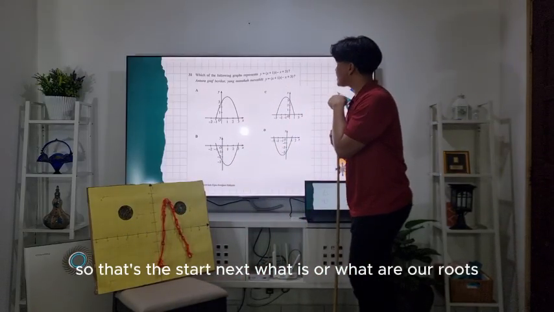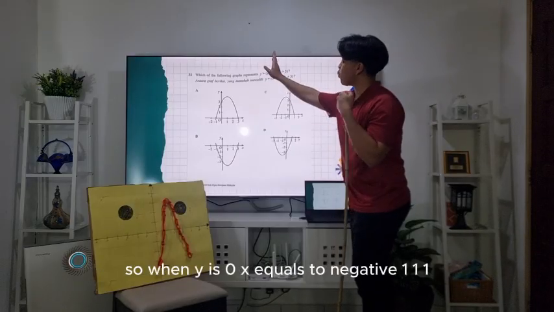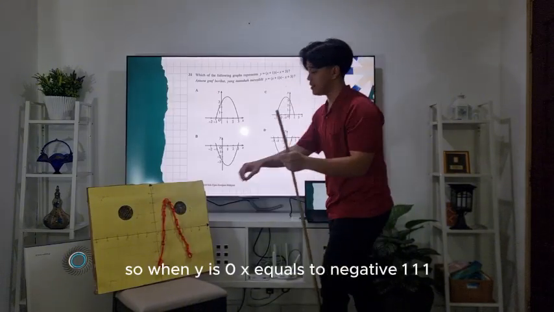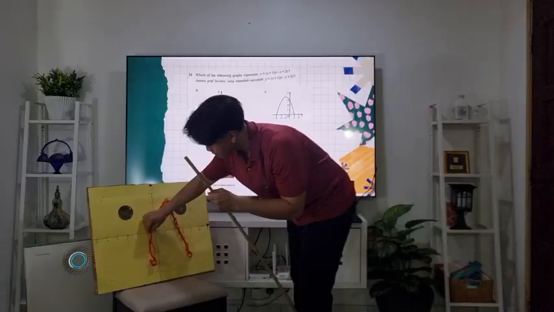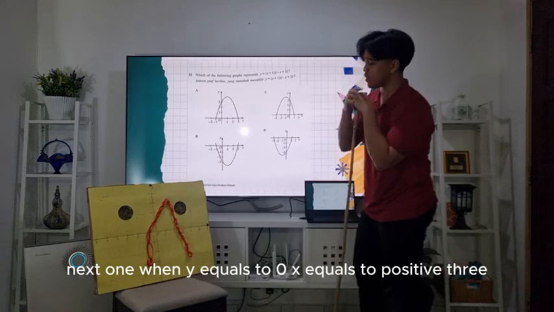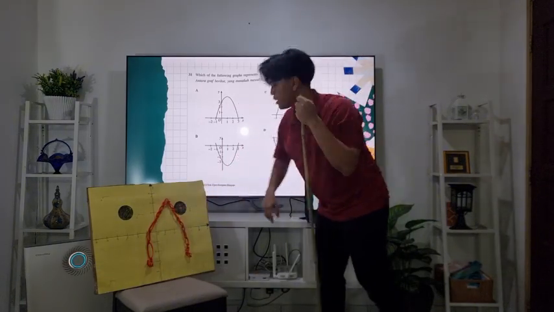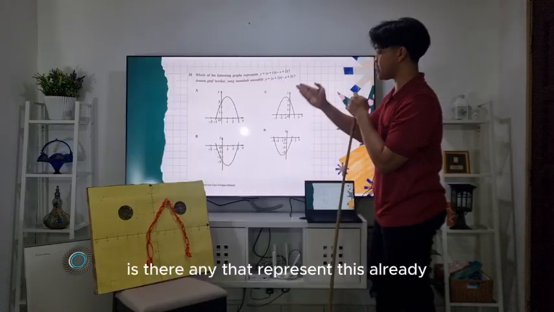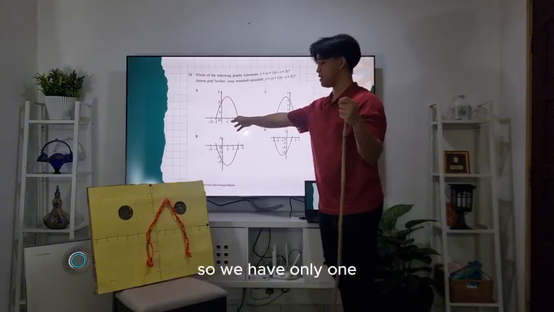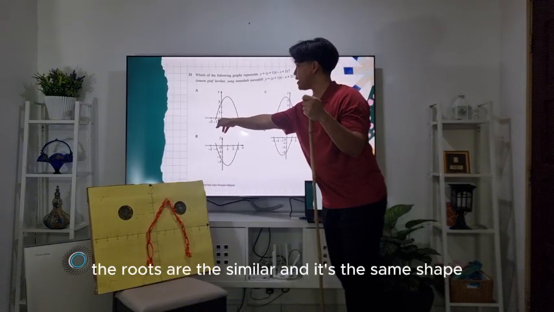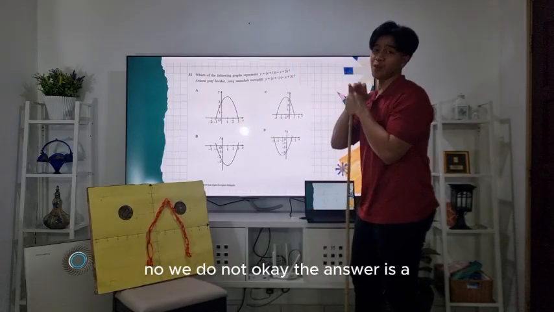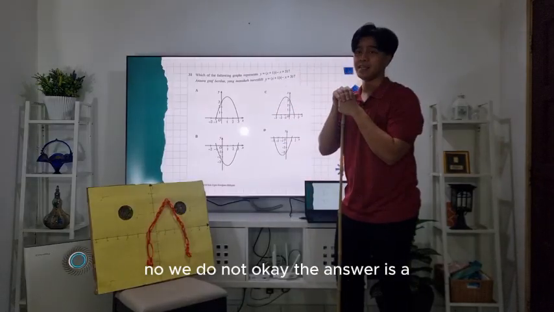Next, what are our roots? So when y is 0, x equals to negative 1. Next one. When y equals to 0, x equals to positive 3. Let's take a look. Is there any that represent this? Already. So we have only 1. The roots are similar and it's the same shape. So do we have to go any further into this? No, we do not. Okay, the answer is A.